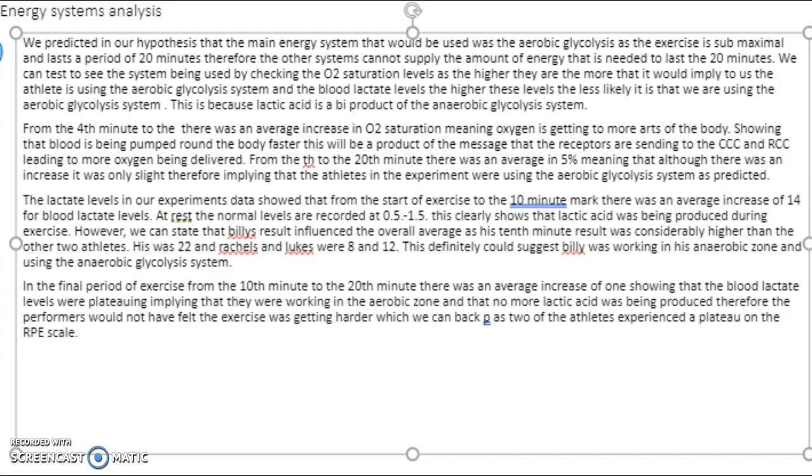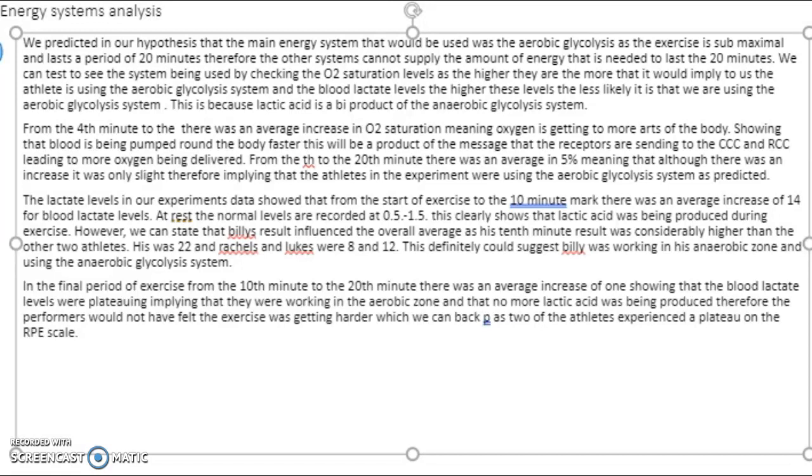We can test to see which system is being used by checking the O2 saturation levels, as the higher they are, the more likely it is that the athlete is using the aerobic glycolysis system. And the blood lactate levels, the higher these levels, the likelier it is that we are using the anaerobic glycolysis system. This is because lactic acid is a byproduct of the anaerobic glycolysis system.